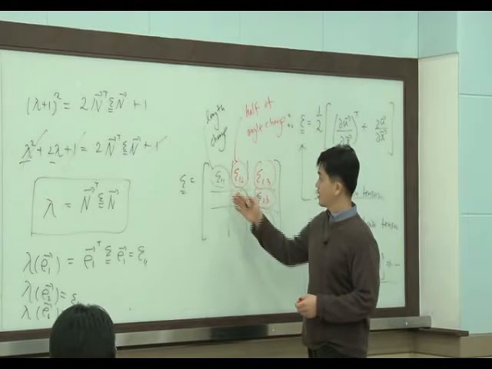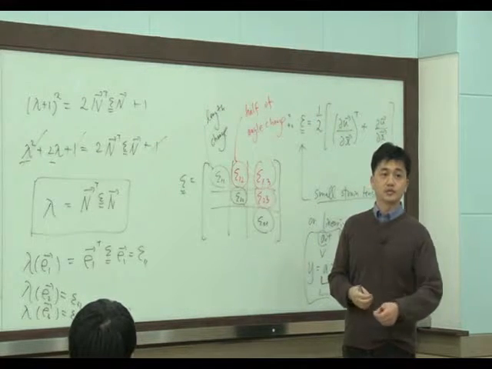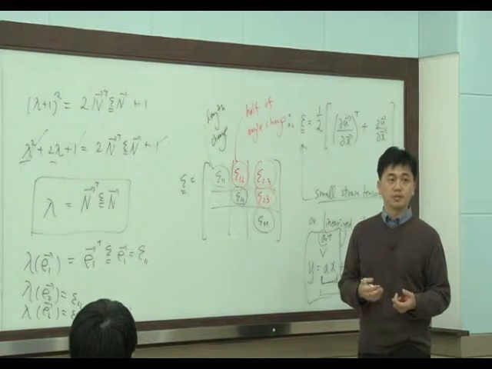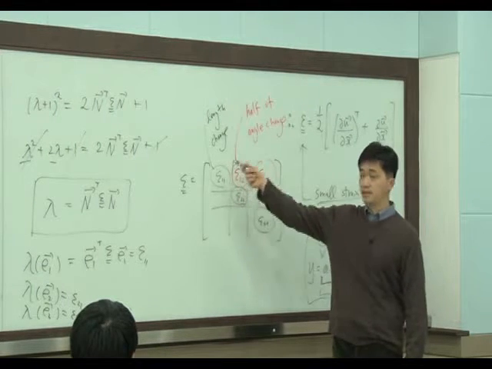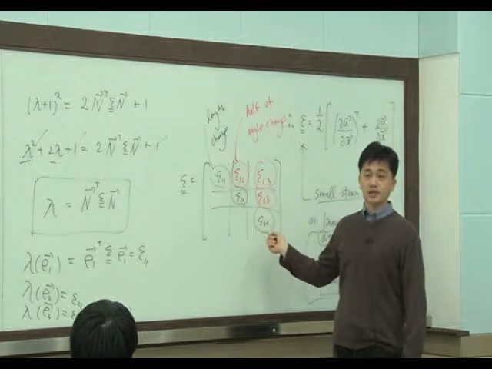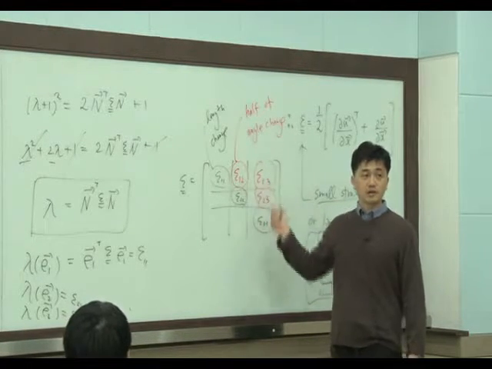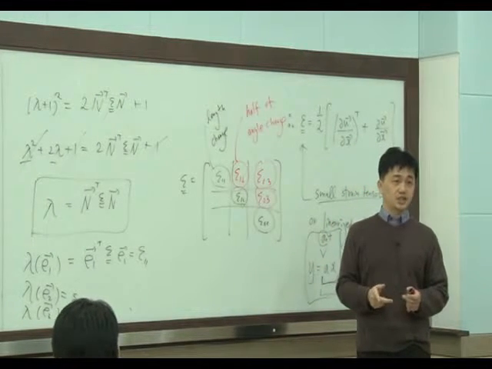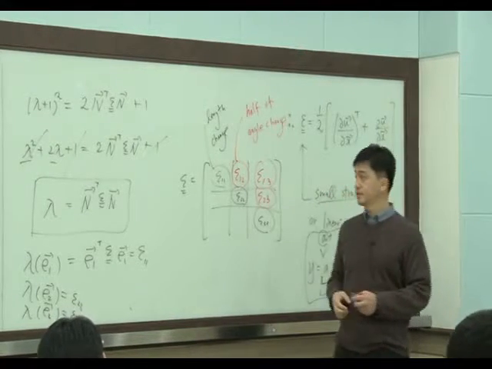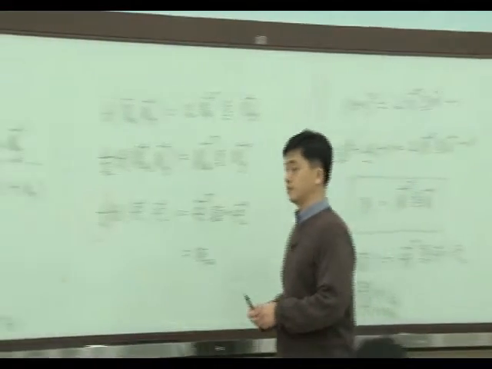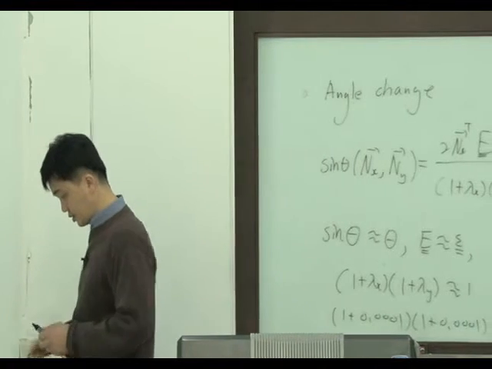So this is the small strain tensor. It's a measure for the relative displacement when deformation is small. So the diagonal term physically means length change in the base vector direction, and the off diagonal term physically means angle change between base vectors. Okay?